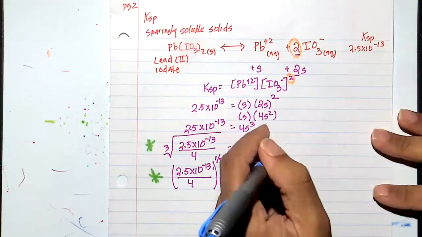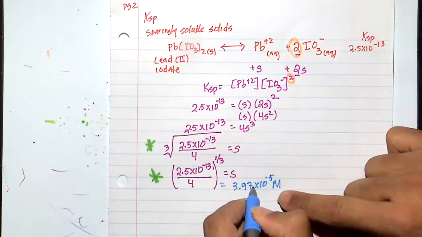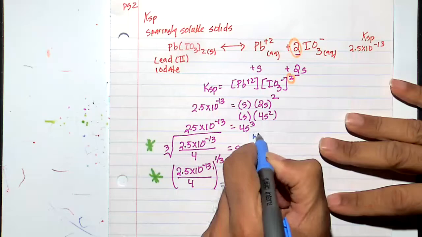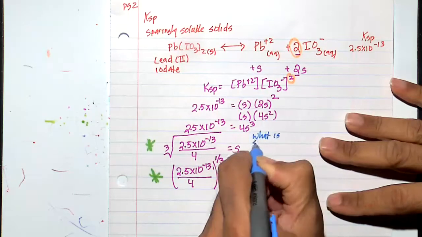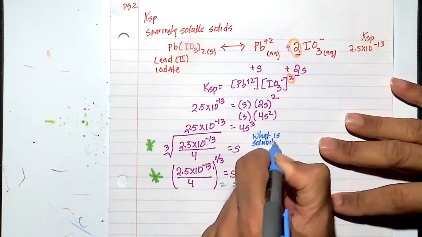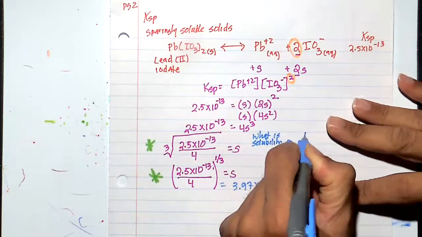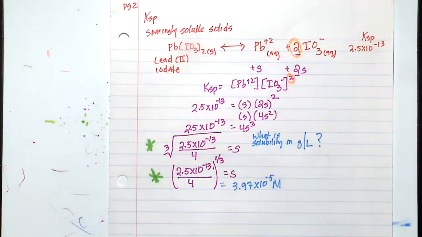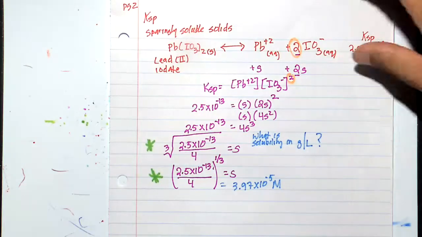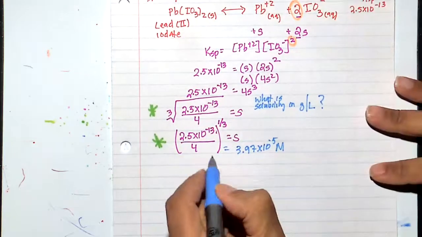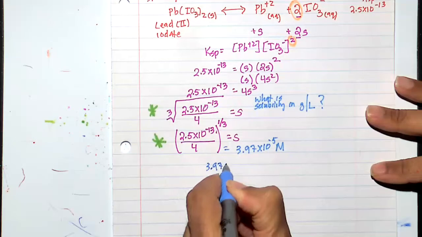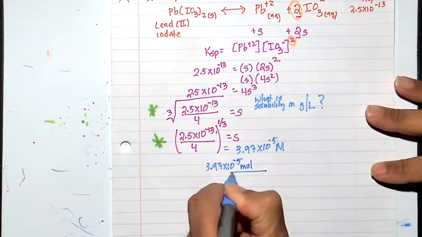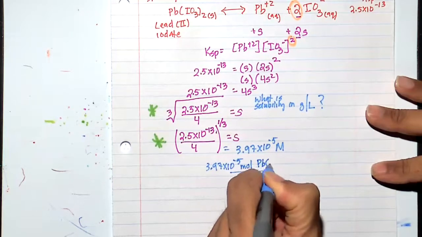Now the question may ask you, what is the solubility not in big M, but in grams per liter? Not in moles per liter, but grams per liter. This is easy, so don't get flustered by this. It's going to be 3.97 times 10 to the minus 5. This big M is moles per liter of lead iodate.